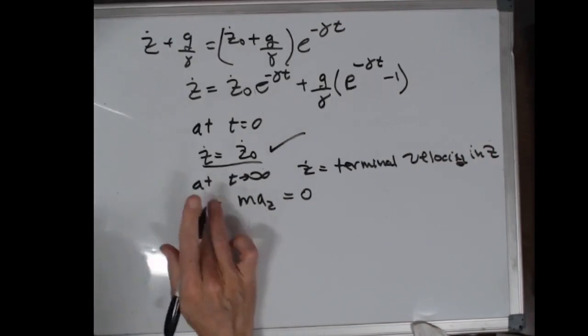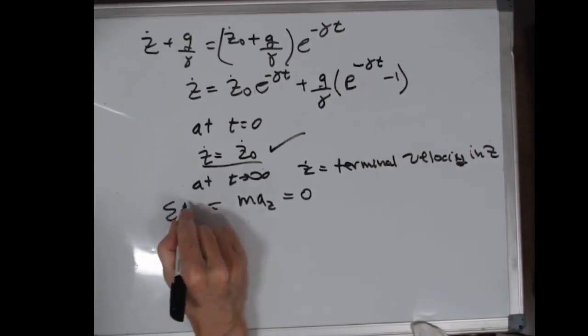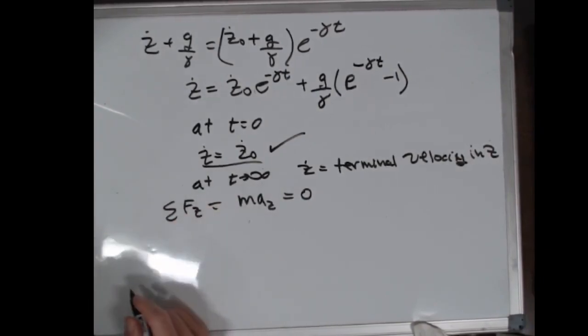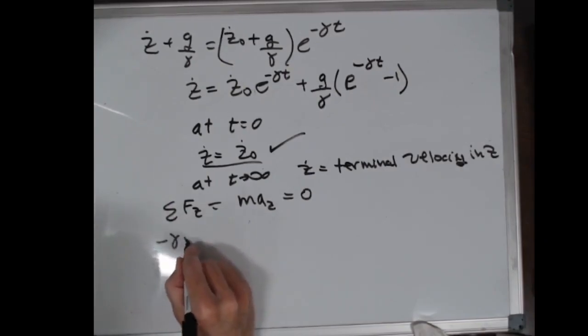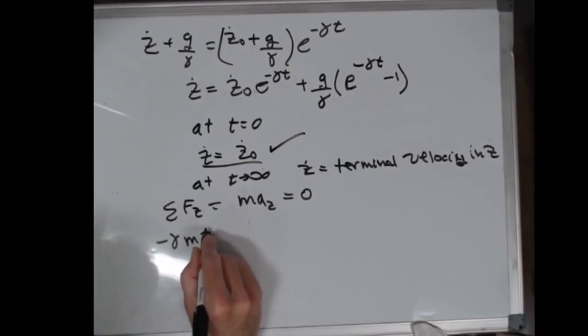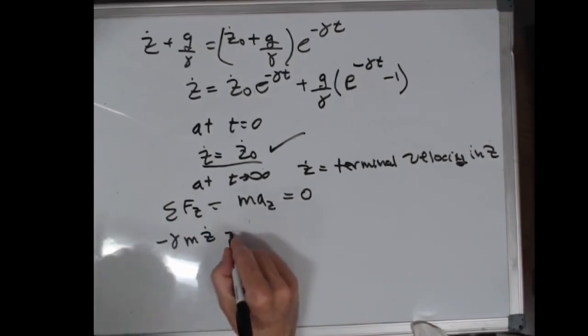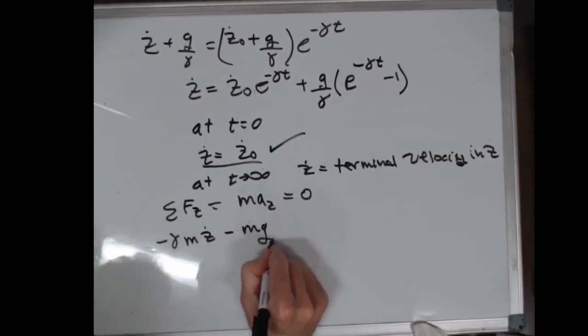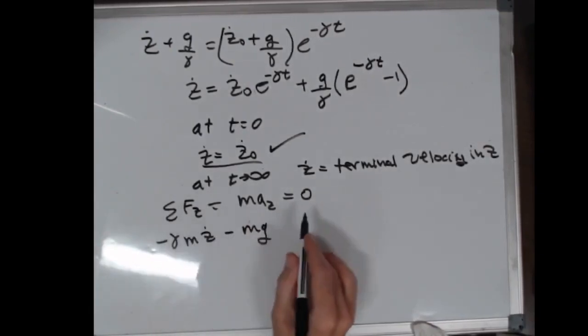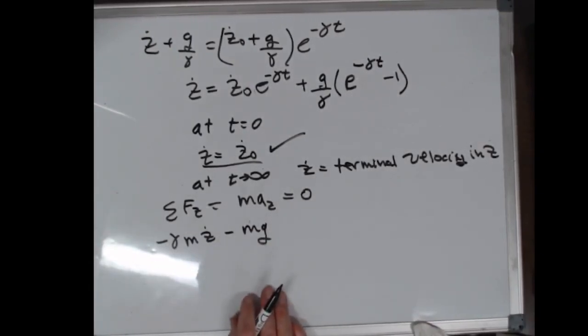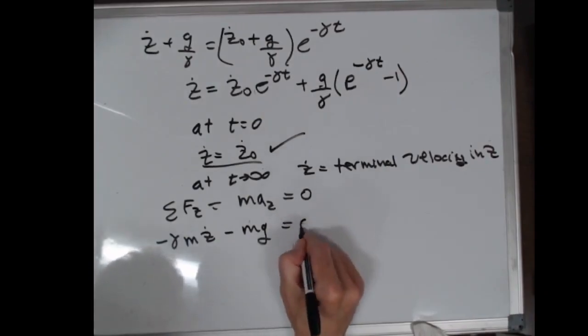And so then I can say, oops, I wrote this wrong. I should say the sum of the forces in the z direction, right? And so what are the forces in the z direction? It's minus gamma m z dot, that's my drag force, minus mg. Those are the z direction forces. I could put k hats on them, but I've already specified I'm just looking at z, and so it doesn't make any difference, equals 0.